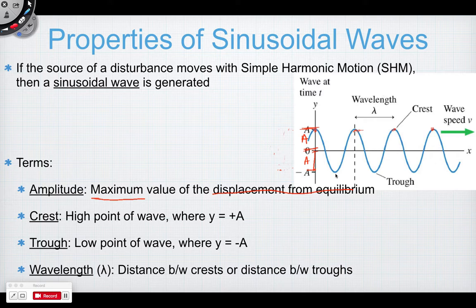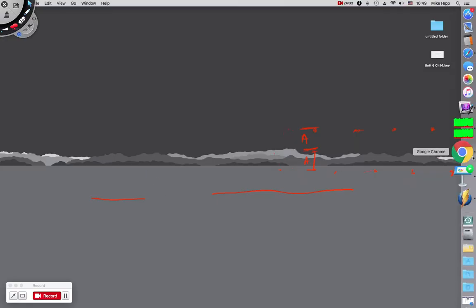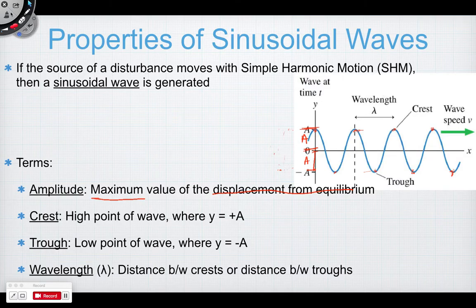Trough is a low point. This is a trough, that is a trough, that is a trough, that is a trough. All right, 4 troughs. And so my troughs are where you have a negative amplitude down here. So crest, trough, and this is my equilibrium position here, it's not labeled. Essentially, if this is water waves and there were no waves at all, my water level would be right in that equilibrium position right there.